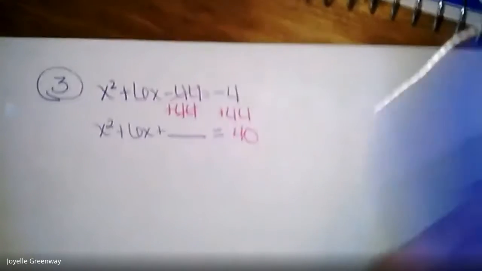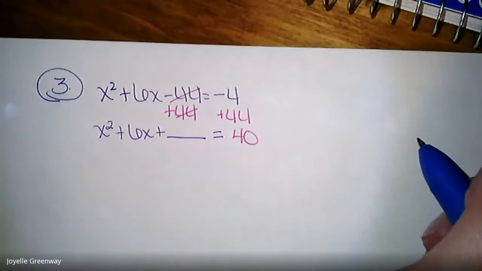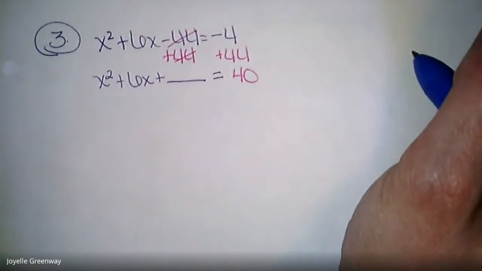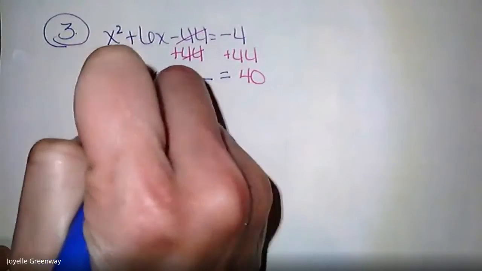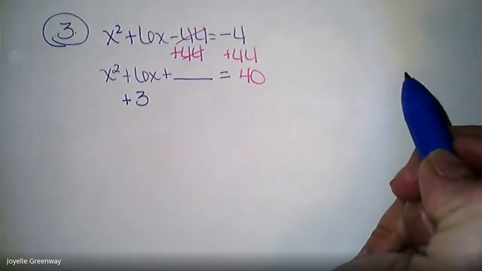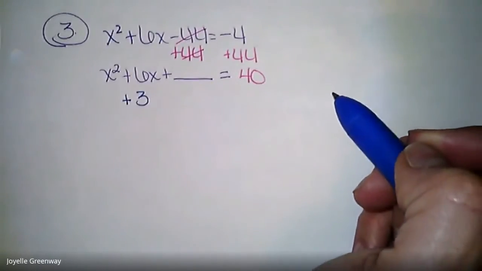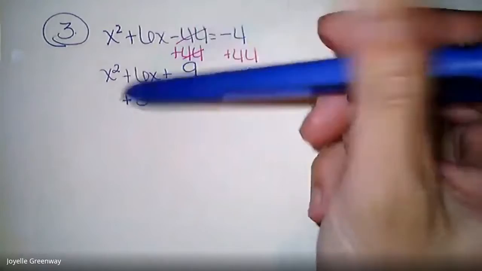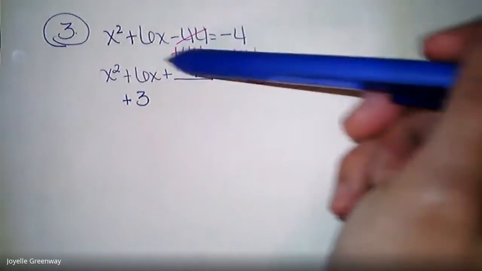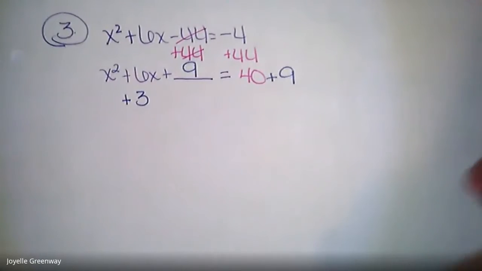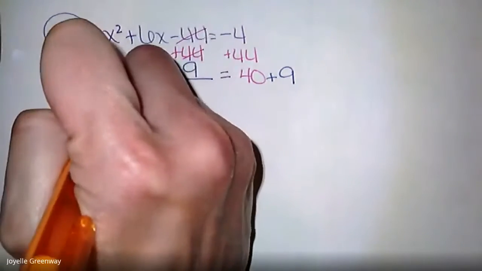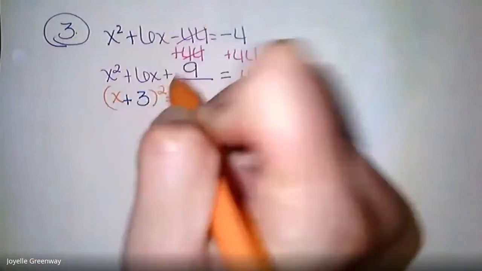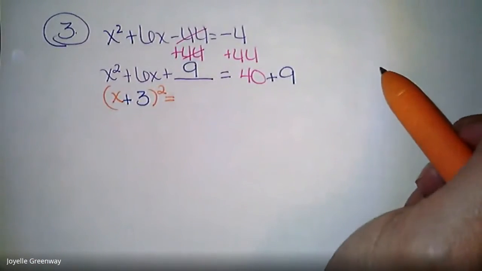Okay, so now I'm on step 3, where I want to take half of my b value. So my b value is 6. So I'm going to take half of 6, which is +3. And I just write that as a little note down here. Then I square that, so 3 squared is 9, and I add it to both sides. So now I have this trinomial here that when factored out is going to give me a perfect binomial. So I can just do my little shortcut so I don't have to go through and factor all of that out. So x plus 3 quantity squared is equal to 49.